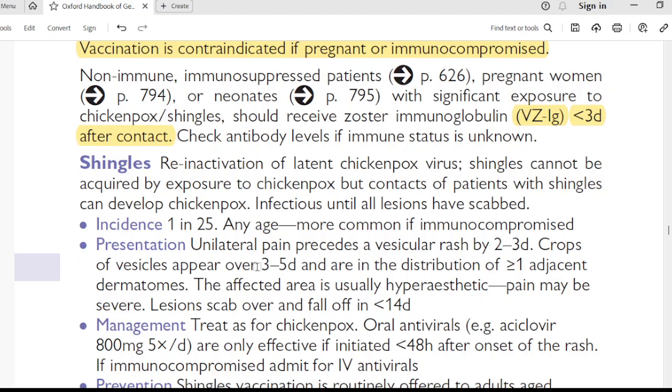So, a pregnant woman or a neonate, or an immunocompromised patient with significant exposure to shingles, should receive booster immunoglobulin VZIG less than 3 days after the contact. Check antibody levels if immune status is unknown.